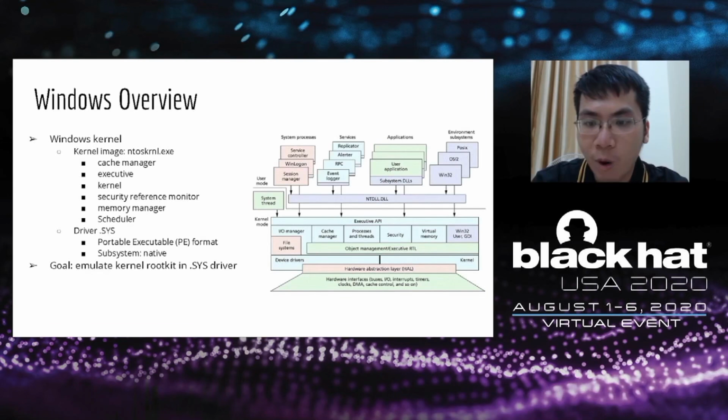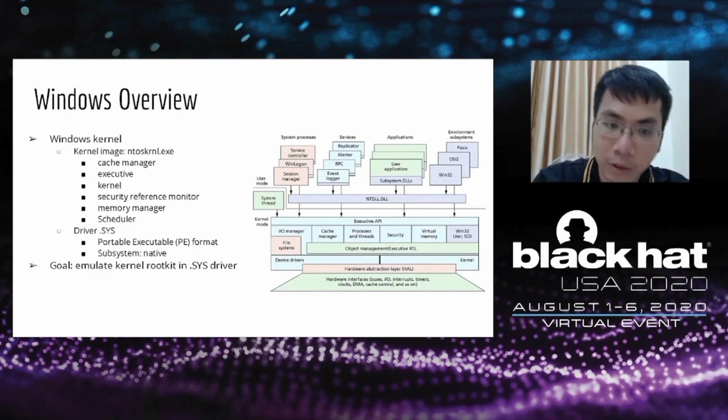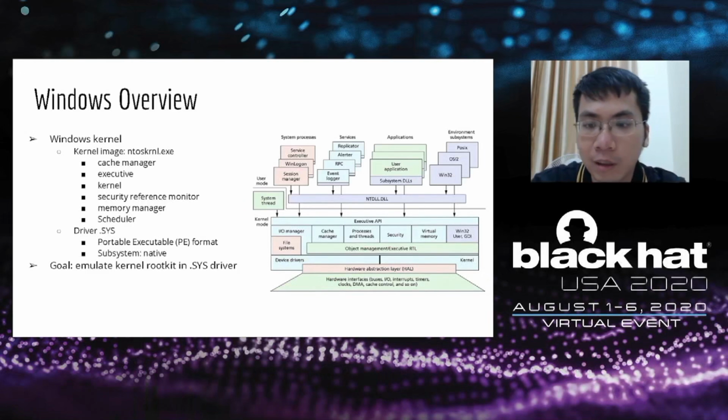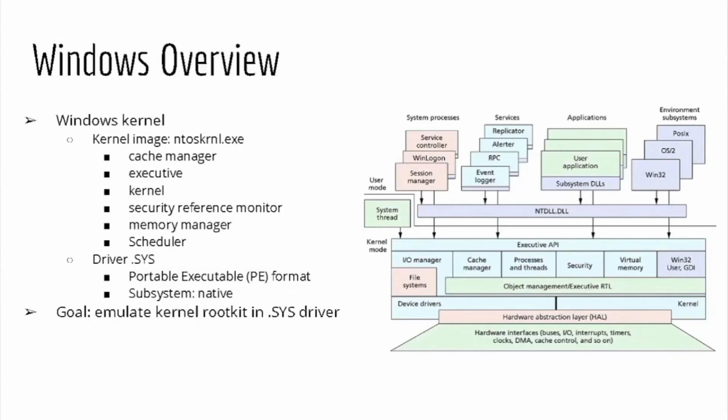Hello, my name is Quang. Today I will introduce the Demigod framework. I use Demigod to emulate Windows drivers. There are many things in Windows kernel that we should consider. The most important thing is ntoskrnl, the file known as the kernel image of Microsoft Windows. The Windows kernel contains many components such as the cache manager, memory manager, and scheduler.